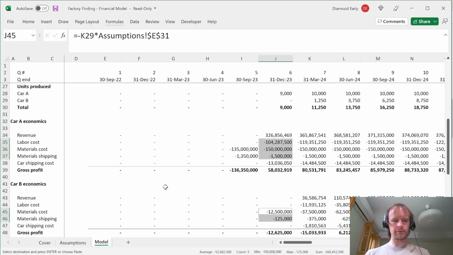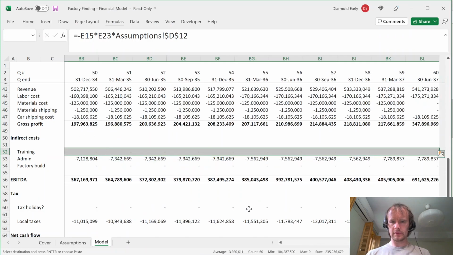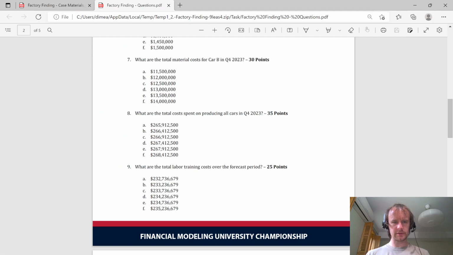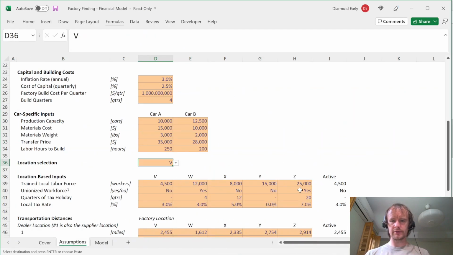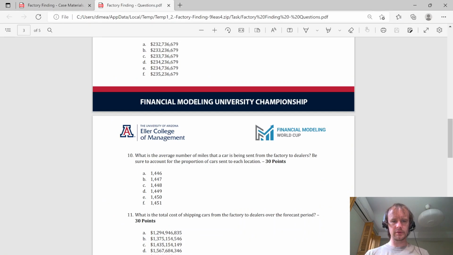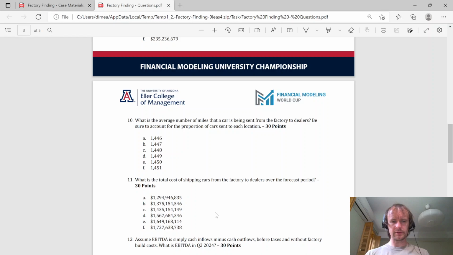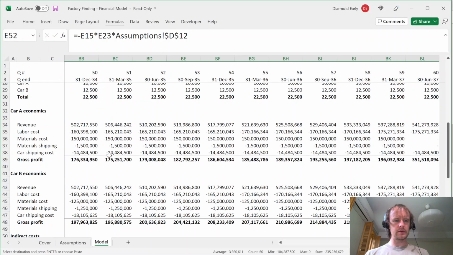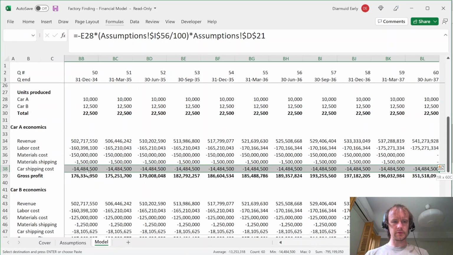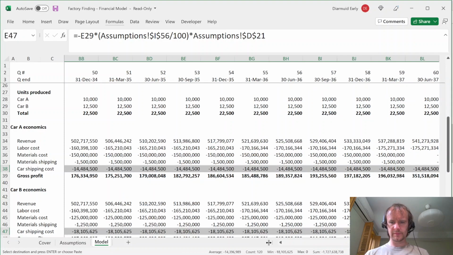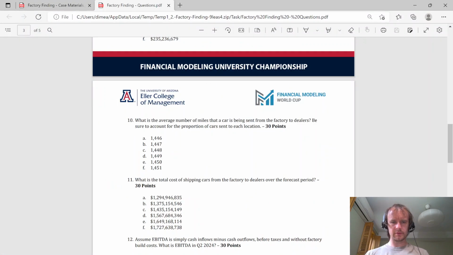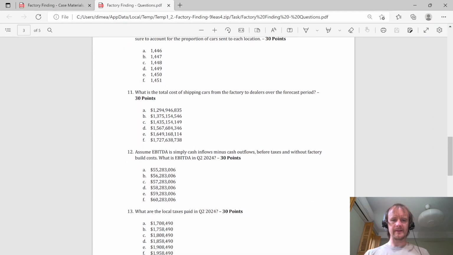Total labor training costs over the forecast period, that's down here. That is 235,236,679, good. Average number of miles that a car is being sent from the factory to dealers, and that's the average that we worked out over here. So it's 1448. Total cost of shipping cars from the factories to dealers over the forecast period. So we just need to total this one plus this one. And that is 172,763,8,738. Cool.